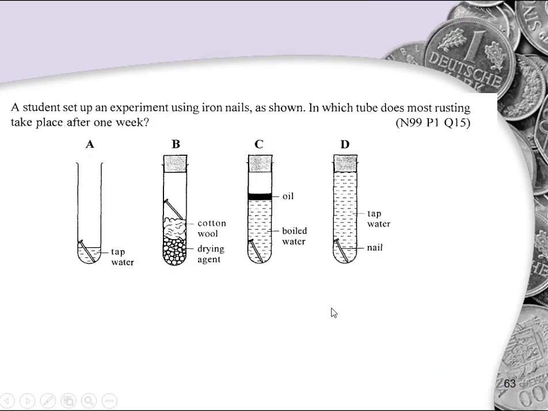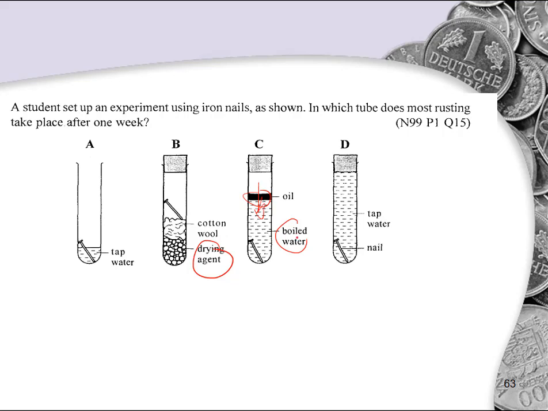Okay, let's take a look at this question here. In which tube does most rusting take place in 1 week? Now let's look at the first one. There is tap water and there's exposure to air, which is oxygen in the air. Of course, rusting can occur. Test tube B, there's a drying agent, hence there's no moisture. Rusting is not likely to occur. Even if it occurs, it's a very small amount due to the moisture in the air above. But the drying agent will absorb away the moisture, so it will probably not rust at all. Now, boiled water covered with oil, so therefore there's no oxygen from the air above entering.